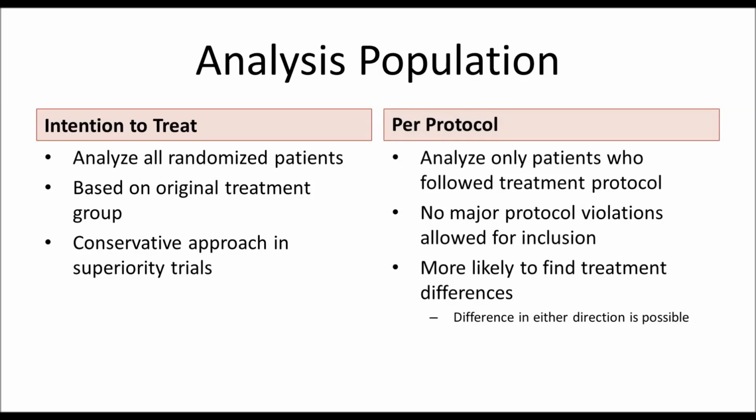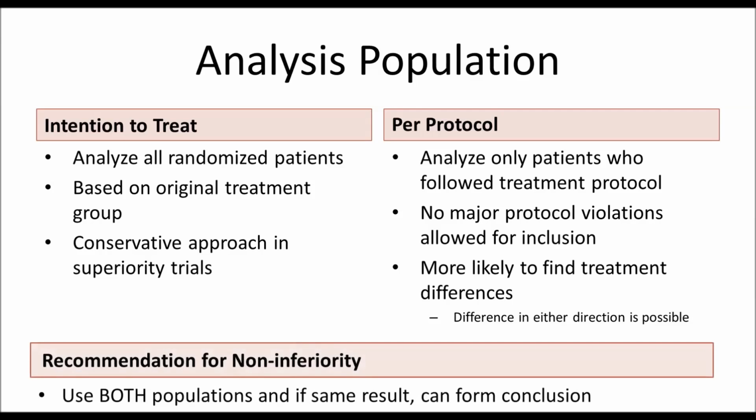In a per-protocol analysis, results are only based on those patients that followed the treatment protocol without major protocol violations. In this analysis, there is a higher likelihood of finding a treatment difference in either direction. Therefore, the recommendation for non-inferiority trials is to review the results from both the intention to treat and per-protocol populations. If they both show non-inferiority, the reader can safely interpret the results as truly being non-inferior.